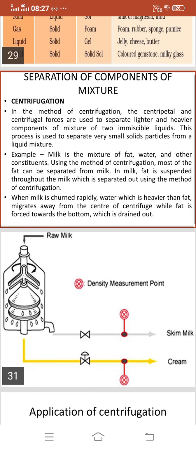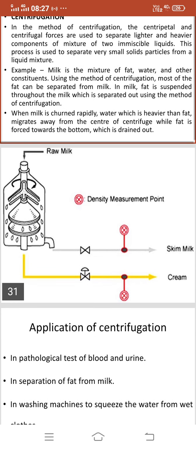So you can see how the centrifugation process works. The picture in this particular slide shows a cream and a skim milk. So the density measurement point is there. Raw milk we are putting into the centrifugal machines.